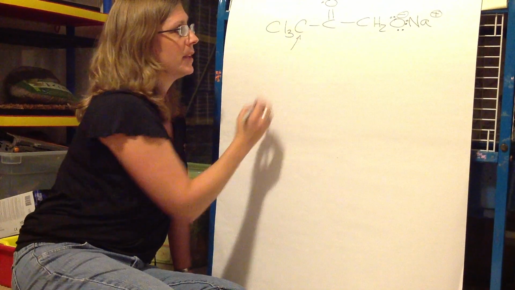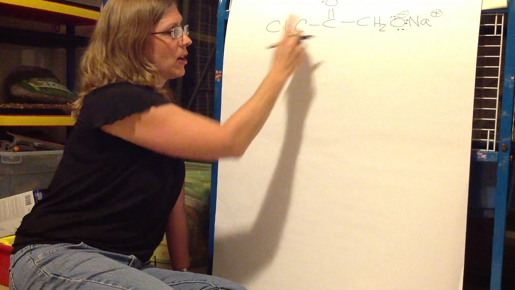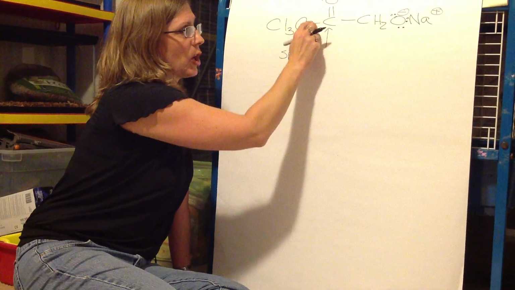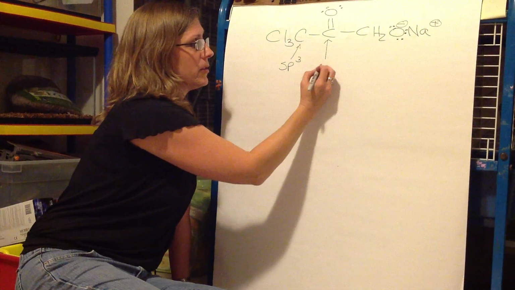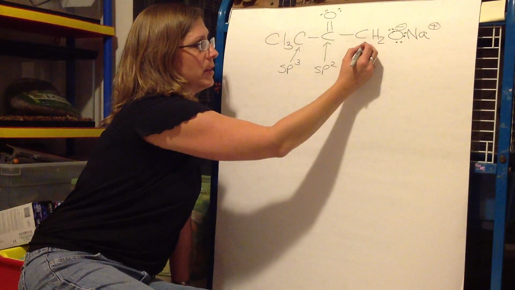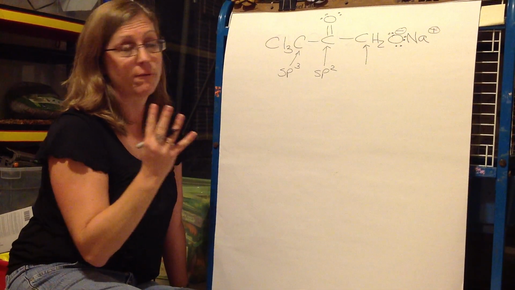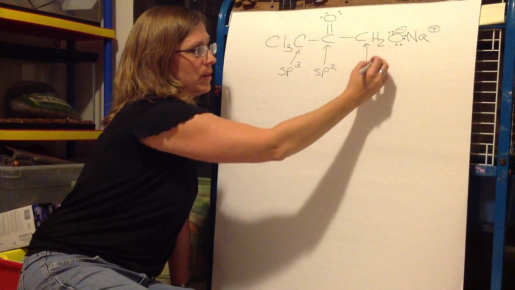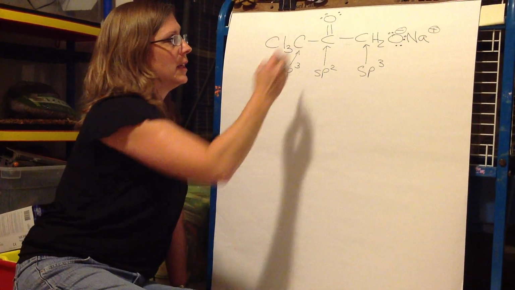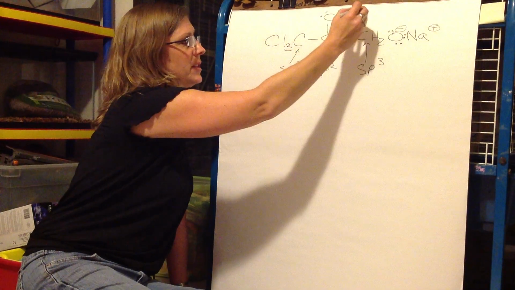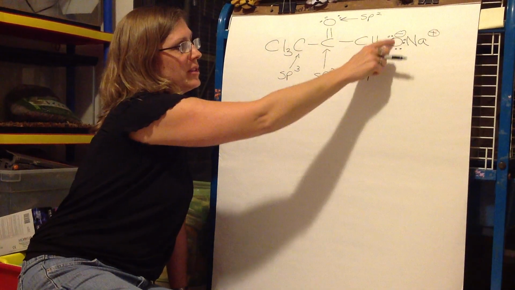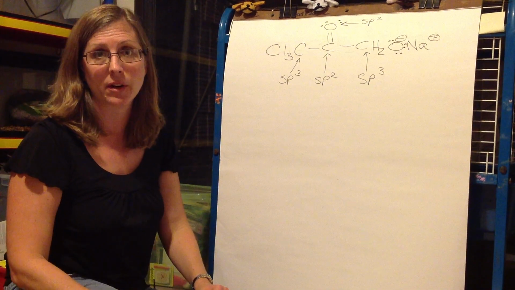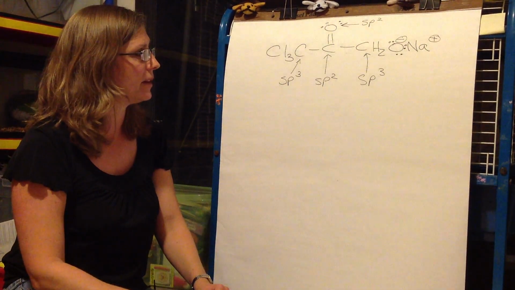This carbon has the 3 chlorines, and the carbon has 4 regions of electron density, so it's sp3. This carbon has 3 regions, so it's sp2. This carbon has 4 regions, the carbon, the oxygen, and the 2 hydrogens, so it's sp3. And this oxygen up here has 1, 2, 3 regions, so it's sp2. I'm not going to do the hybridization when all we have are lone pairs of electrons, because there's really no geometry to show there, because there's only one sigma bond.